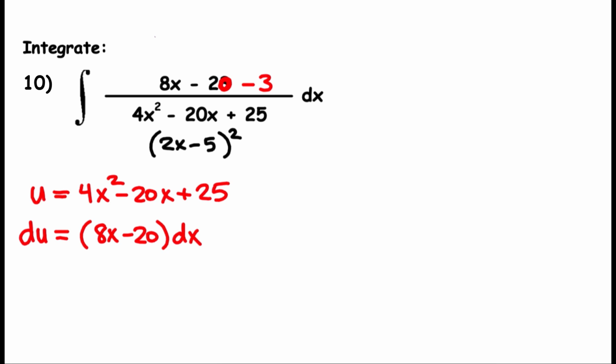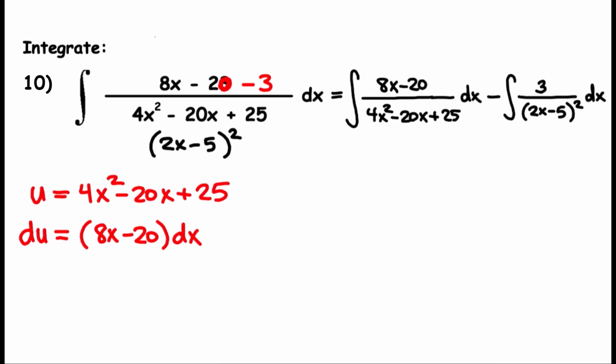It doesn't hurt. That's still 8x minus 23, but I cleverly rewrote it in a way where now I can break this into two separate integrals. Whoa. Okay, hold on. What have I done? I broke the numerator into two parts. I took the 8x minus 20. Here it is. I took the minus 3 and put it in the other integral. There it is. I factored the minus out.